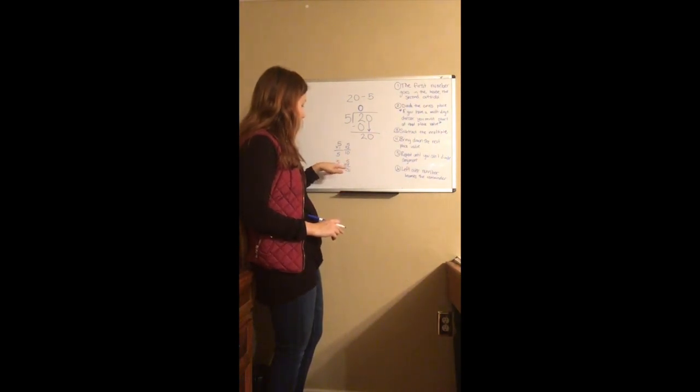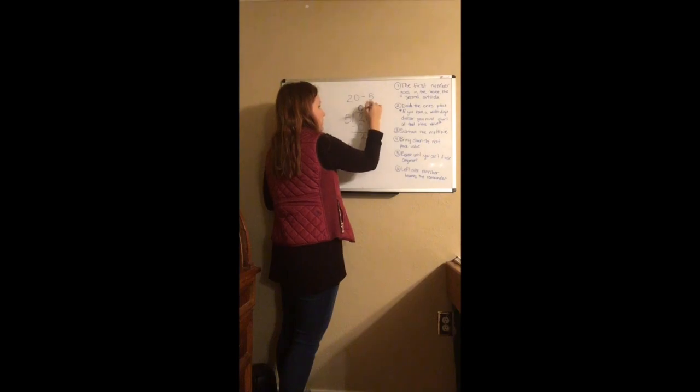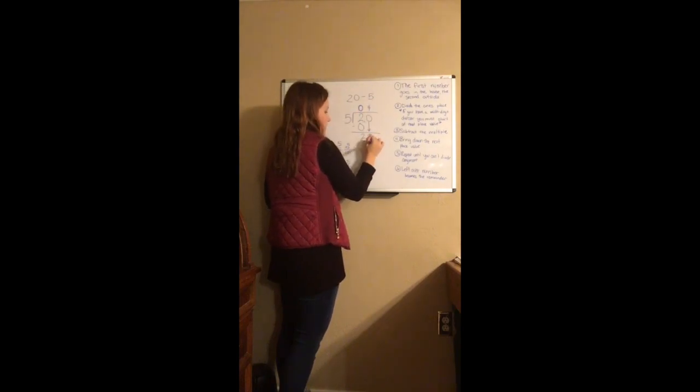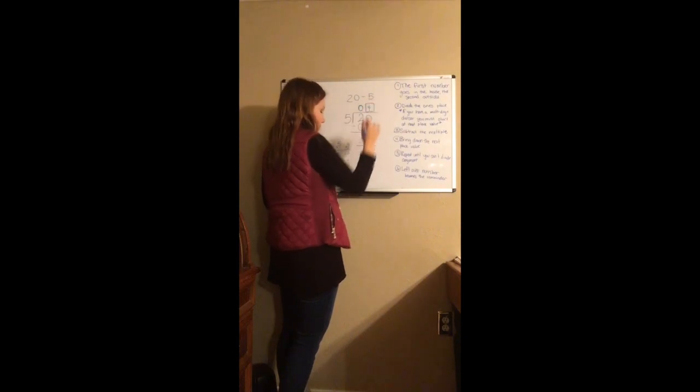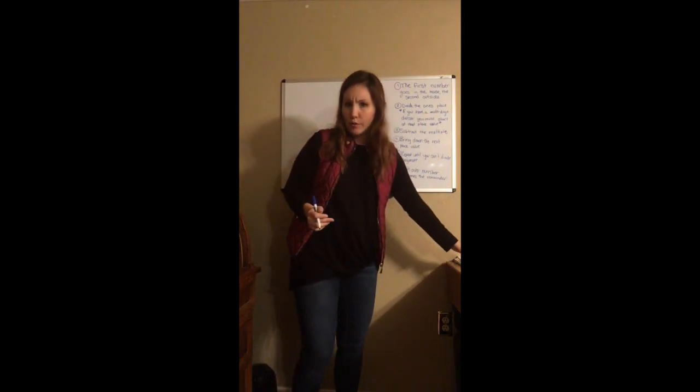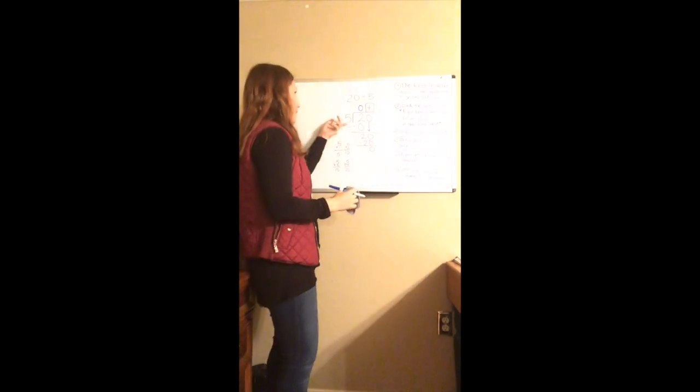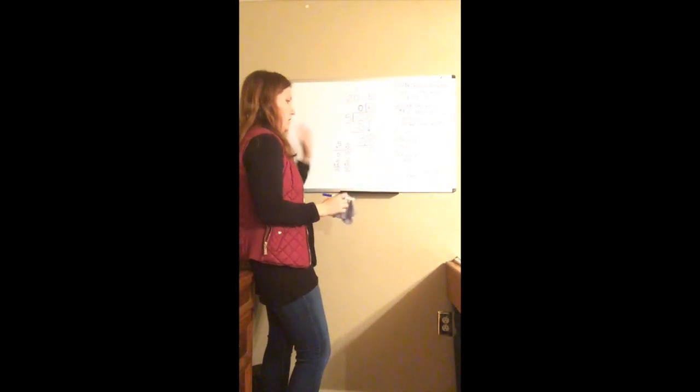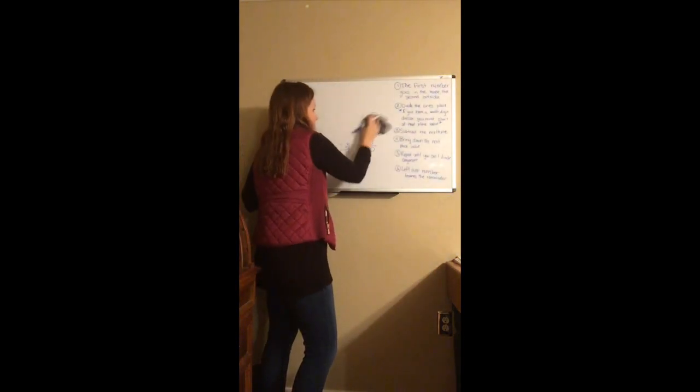So 5 goes into 20 4 times because 5 times 4 is 20. Subtract that. We have no remainder. So the answer is 4. Again, if you know your multiplication tables, you could probably look at that and go, oh, well, 5 times 4 is 20, so I know my answer has to be 4.